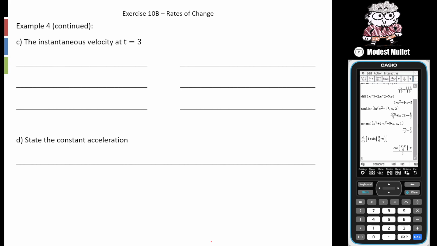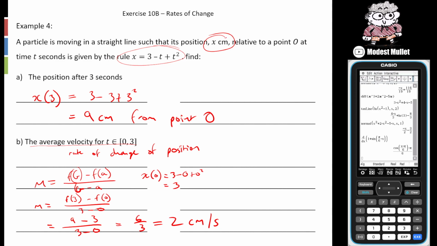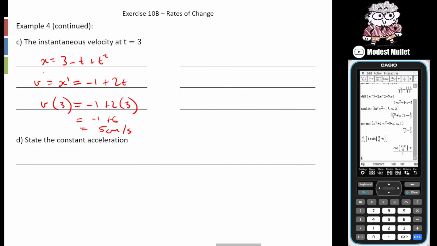Now, instantaneous velocity. We were told on the previous slide that x is equal to 3 minus t plus t squared. So velocity is just the derivative of that. Velocity is equal to the derivative of x, which is equal to 3 becomes 0, negative t becomes negative 1, plus t squared becomes 2t. So velocity at 3 is equal to negative 1 plus 2 times 3, which is negative 1 plus 6, which is equal to 5 centimeters per second. Because yes, that was our unit. Centimeters and seconds. Okay.